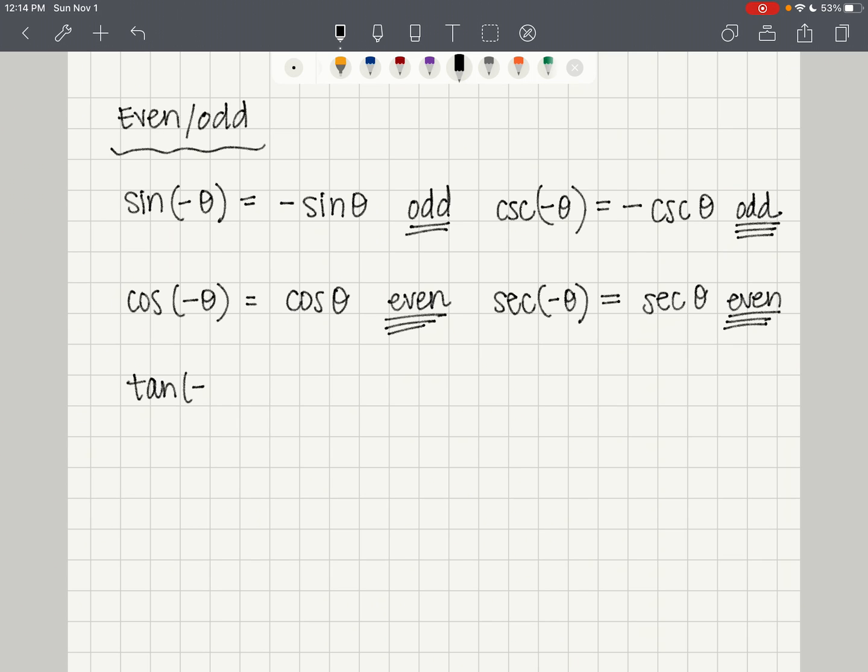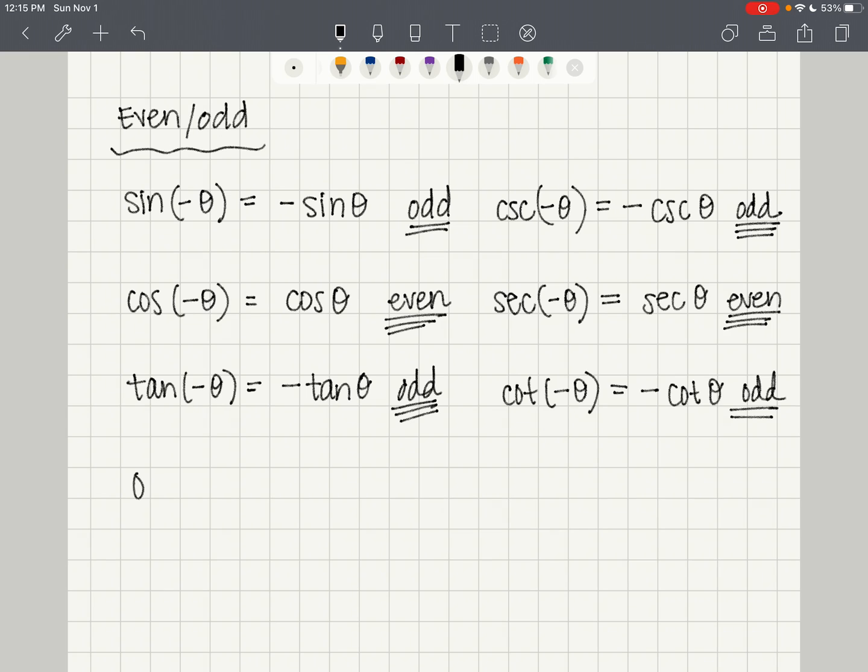The tangent of negative theta is equal to the opposite of the tangent of theta. So that follows the same guidelines that sine follows, making it an odd function, and the same is true with the cotangent. The cotangent of negative theta is the opposite of the cotangent of theta. That is odd.